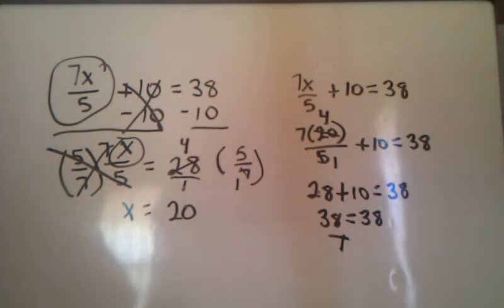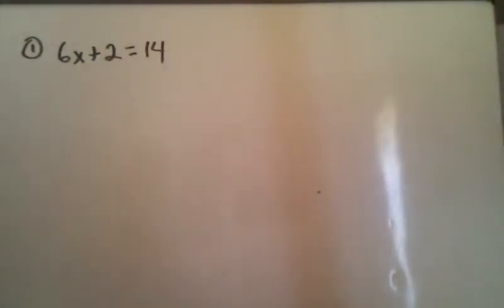Okay, let's go ahead and click Show Problems. You don't have to put these in your notes unless you want to. Let's go to number 1. I want this on your dry erase board. Number 1 says, solve and check. So I have 6x plus 2 equals 14. Okay, I want you to stop the tape and do number 1.